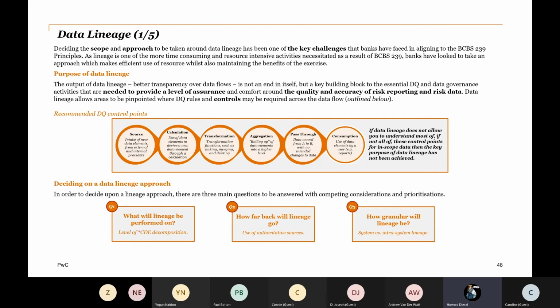So think about this, all you guys that do master data. Is it going to go just back to master data, or is it going to go back to the elements that populate the master data? And how far back do we need to go, and looking at our exposure? And then how granular will the lineage be?